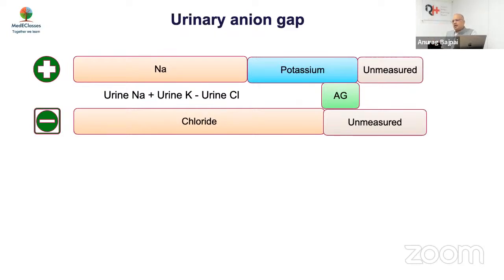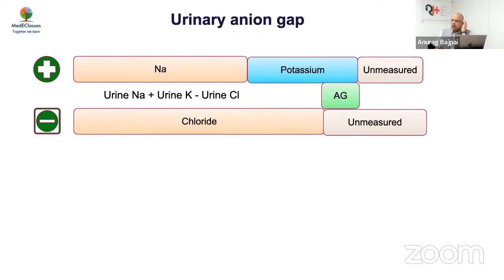Now, how do you detect NH4 plus? Of course, this cannot be done in an easy way, so you have to use an indirect way. One method is the urinary anion gap. Again, the same thing: the difference between unmeasured negative versus measured negative, or if you say sodium plus potassium minus chloride, that's what the urinary anion gap really means. Now, if your ammonium is high, what will happen to the urinary anion gap?